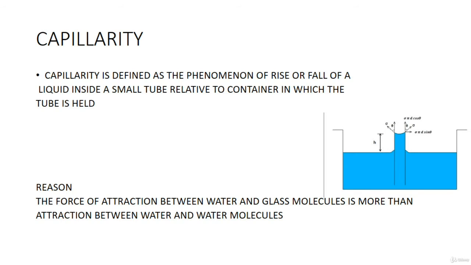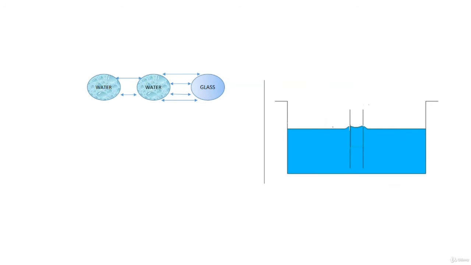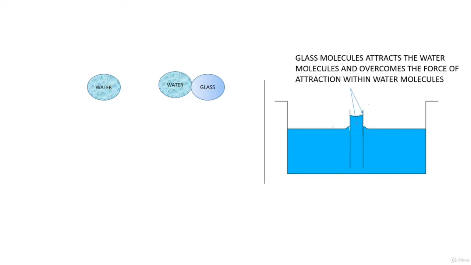This is because the force of attraction between the water and glass molecules becomes more than the force of attraction within the water molecules. If we place two water molecules and a glass molecule together, then the water molecule will get attracted towards the glass molecule, overcoming the force of attraction within the water molecules. As a result, if we place a tube in a container, then the water level inside the tube will rise with respect to the water level inside the container. The glass molecule attracts the water molecules and overcomes the force of attraction within the water molecules.